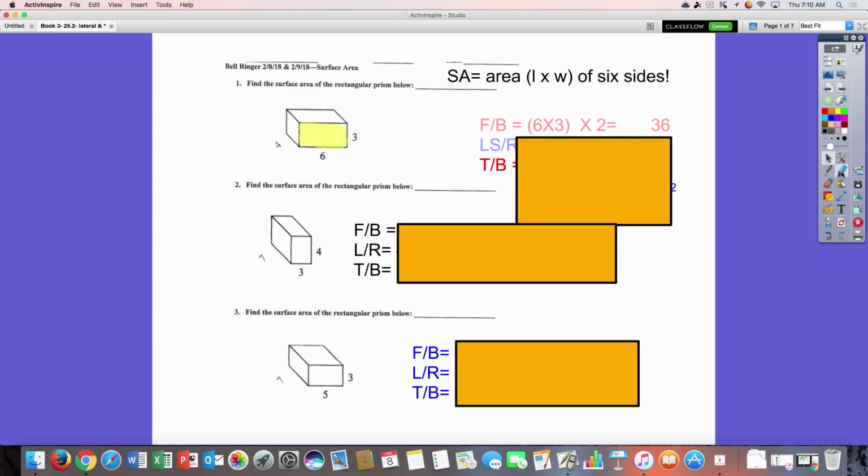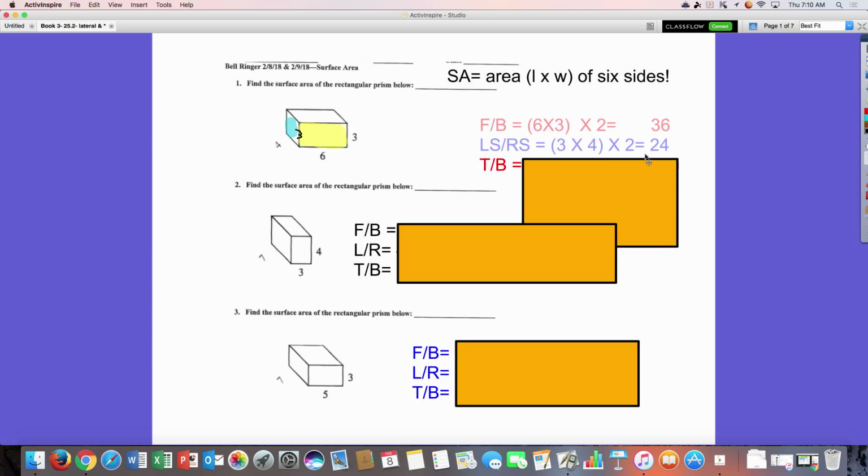Then you've got the left and right sides. It's like this part right here and this other part you can't see. If this is 3, this is 3. So the dimensions of that are 3 and 4, right? I could write a 3 right there. So that one's 3 times 4 times 2, because we've got a left side and a right side.